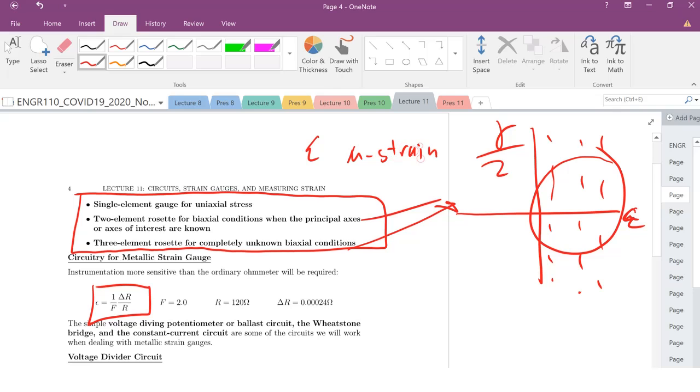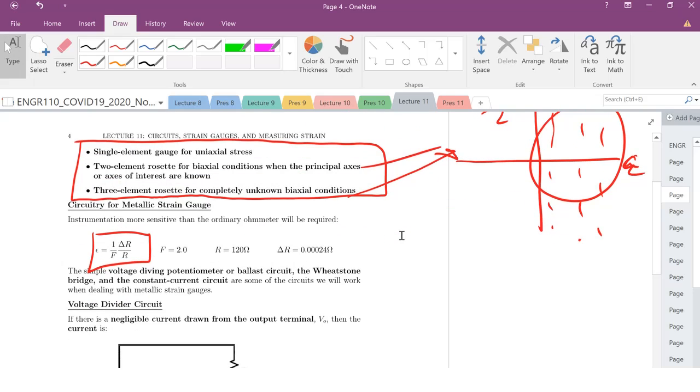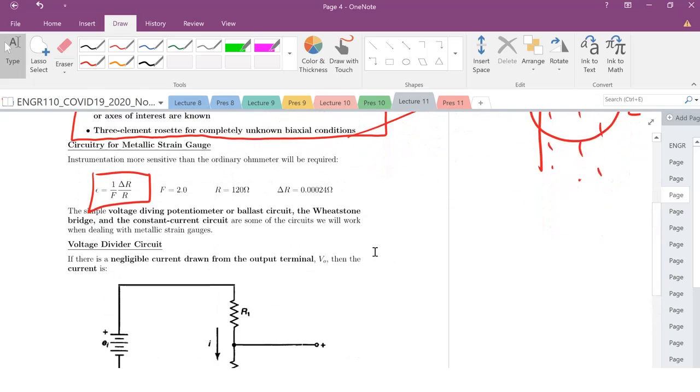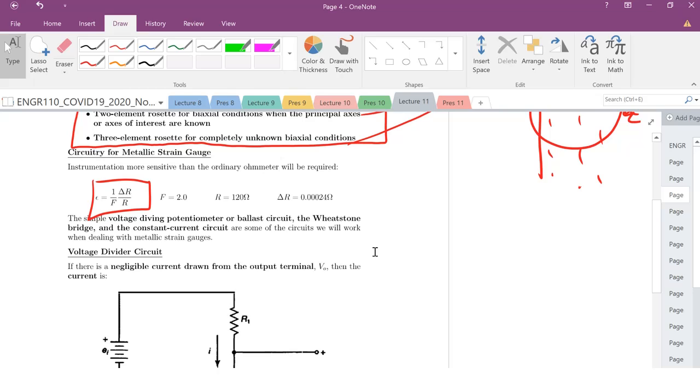Typically, we need to figure out the change of resistance by a change in voltage. So we are going to start off with this voltage divider circuit and build up into our Wheatstone bridge, which you're going to see is basically two voltage divider circuits. I have to give it away.